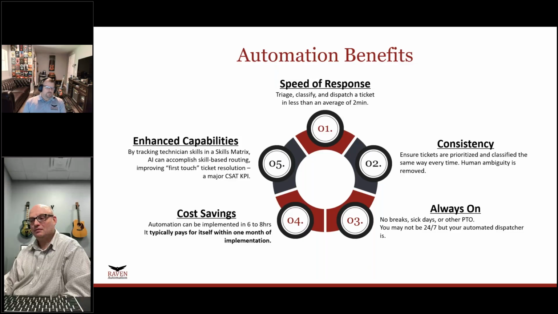Well, if you keep a skills matrix up to date, the AI can read from the skills matrix and handle skill-based routing for you. So the benefit that you can get with that is an improved first touch resolution rate, which is of course a major hit to client satisfaction. Yeah, it's huge. Anytime we can resolve an issue on the first attempt, that's always going to be a positive experience for your client.